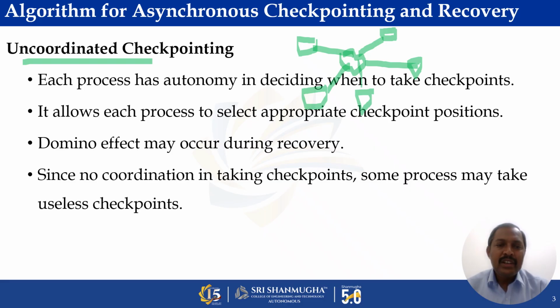In the uncoordinated checkpointing algorithm, each system can take a checkpoint on its own, at its own time. There is no common time and no coordination between these processes to take a snapshot. Whenever a process needs to take a checkpoint, it can take it at that time. That's why each process has autonomy in deciding when to take checkpoints. It allows each process to select appropriate checkpoint positions. The domino effect may occur during recovery.